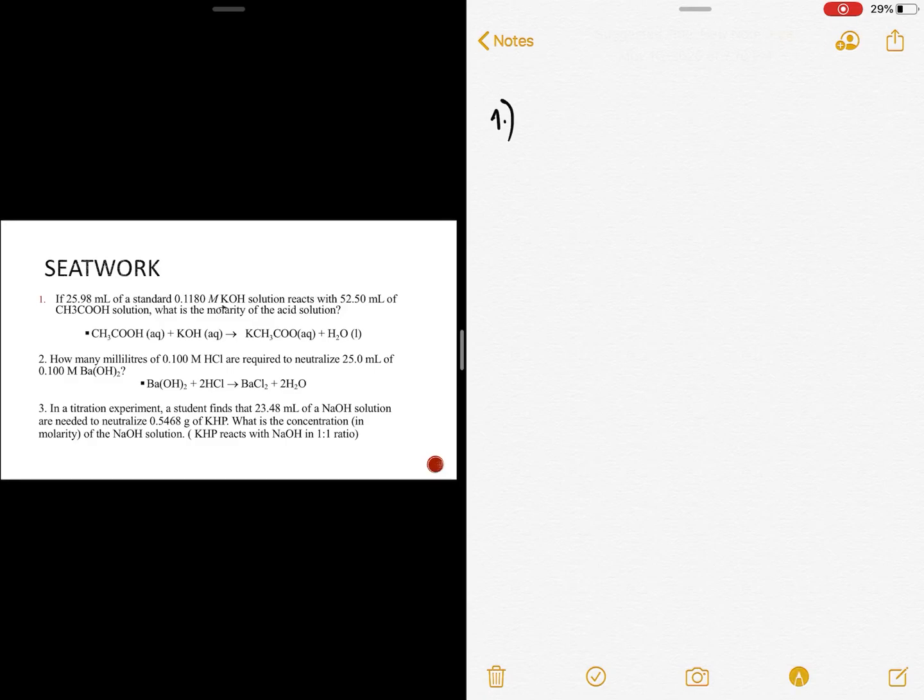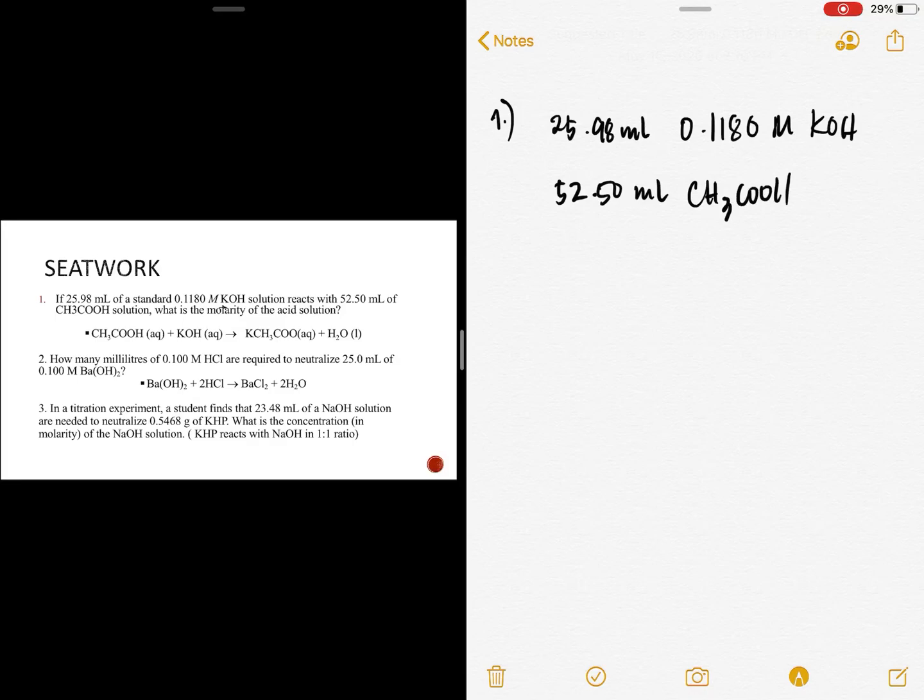So let's write first the numbers in the problem. So we have 25.98 ml. This is from 0.1180 molar of your potassium hydroxide solution. It reacted with 52.50 ml of your acetic acid. Okay. You are asked what is the molarity of the acid solution. So how do we do this? Ang hinahanap sa atin is yung molarity ni acetic acid.